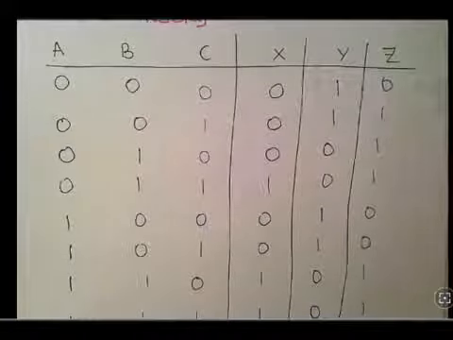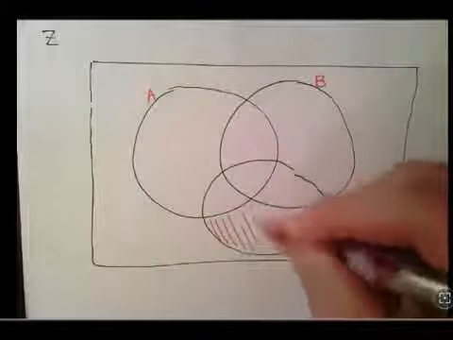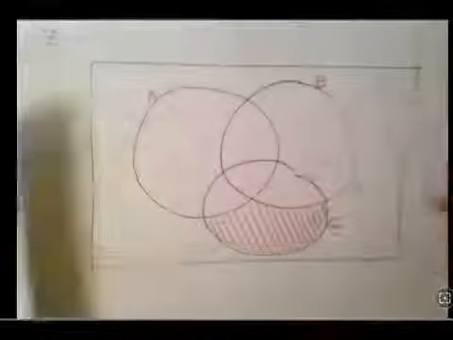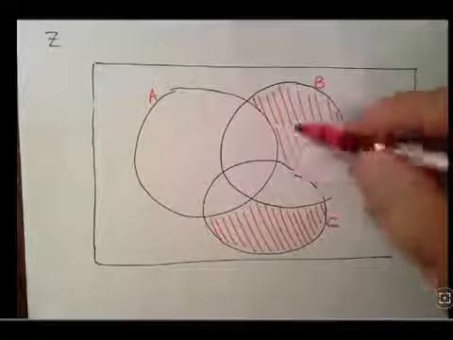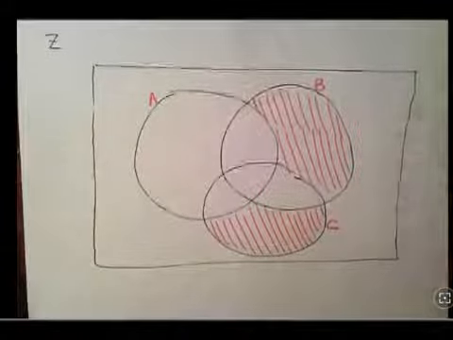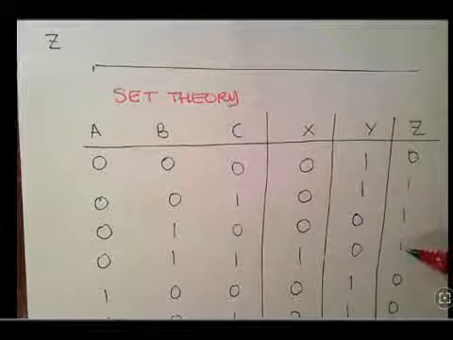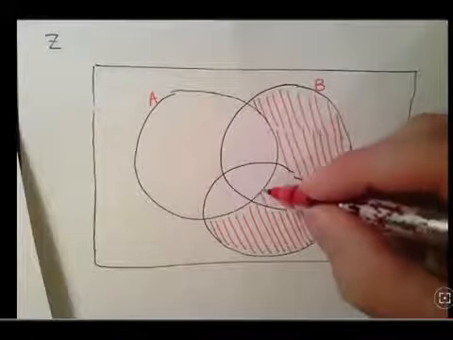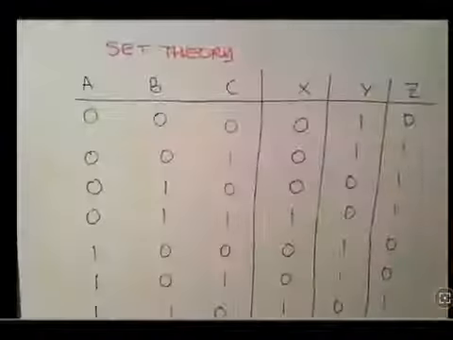The first one is the C only region. So this one here, the 001 region, as in C only. The B only region, 010 if you prefer. The intersection of A and B, or B and C, but the part that does not include A. So this region here. So that's the first 3.